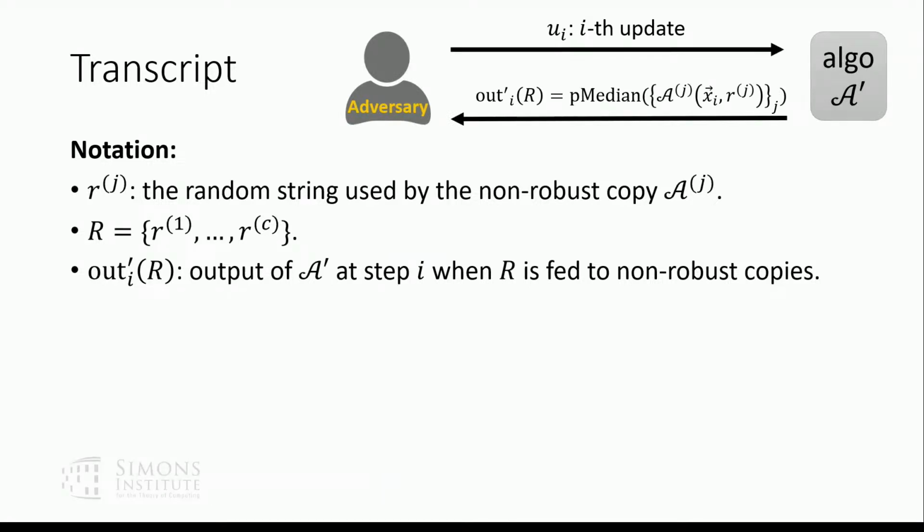So at the ith time, given the ith update, this algorithm A' returns the private median of these copies j, when the input is the update sequence so far. And each copy depends on its random string r_j. You return this private median, and this is just the output at time i.